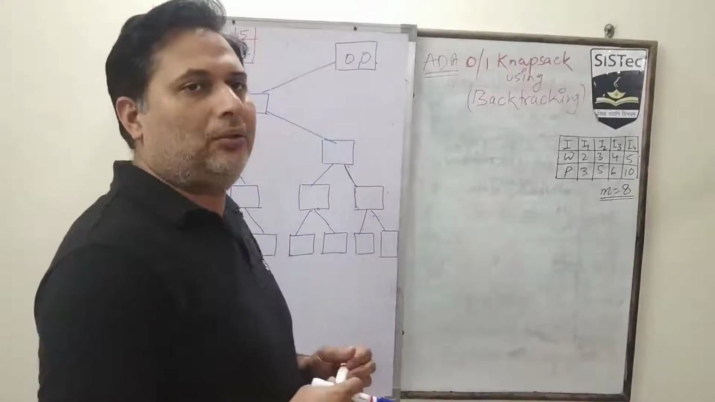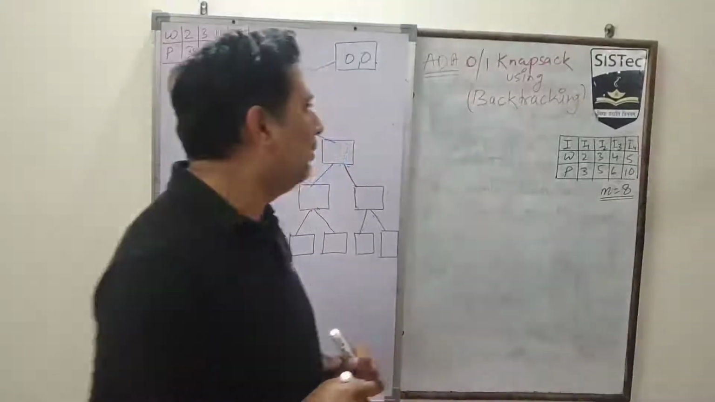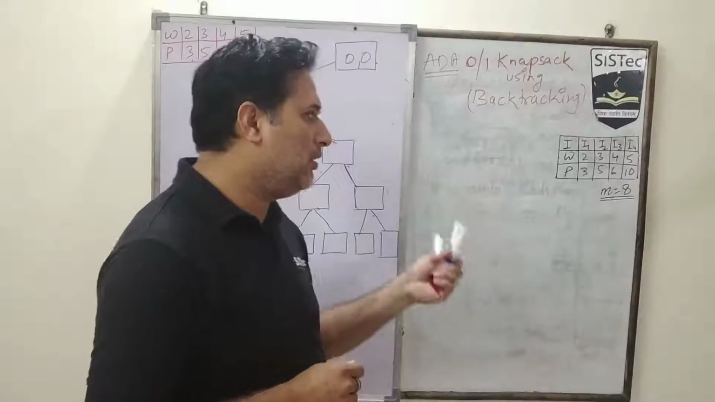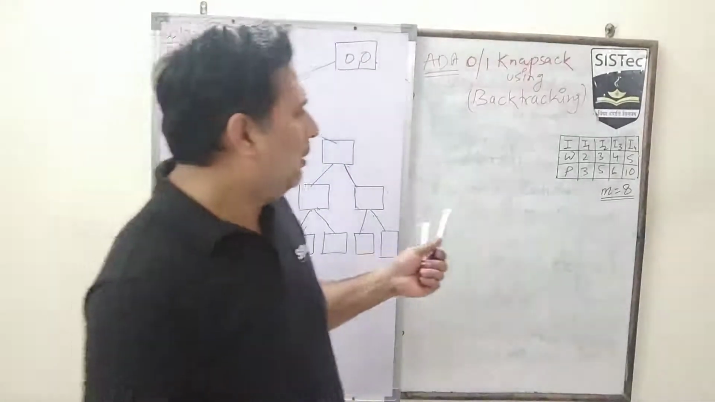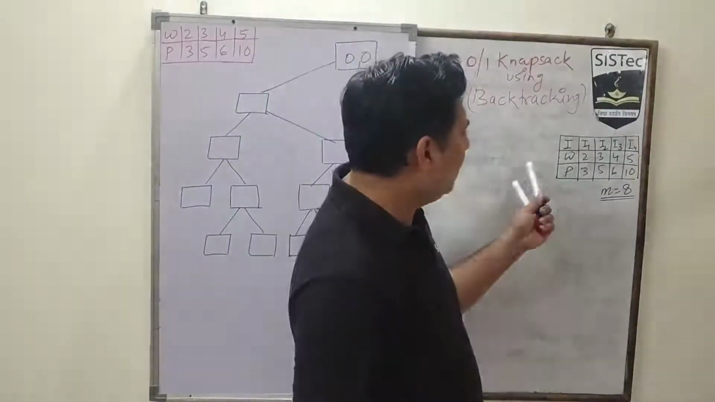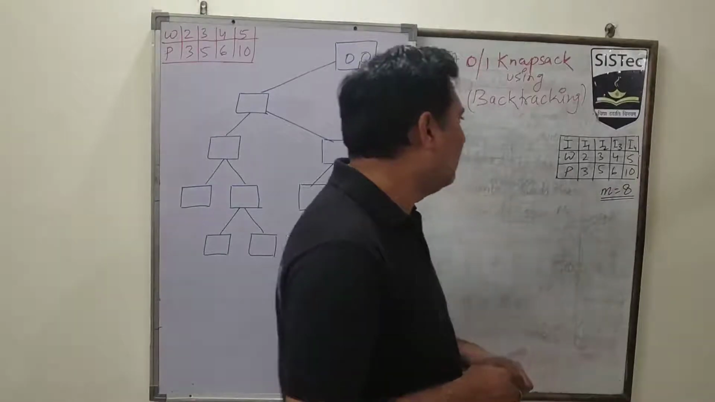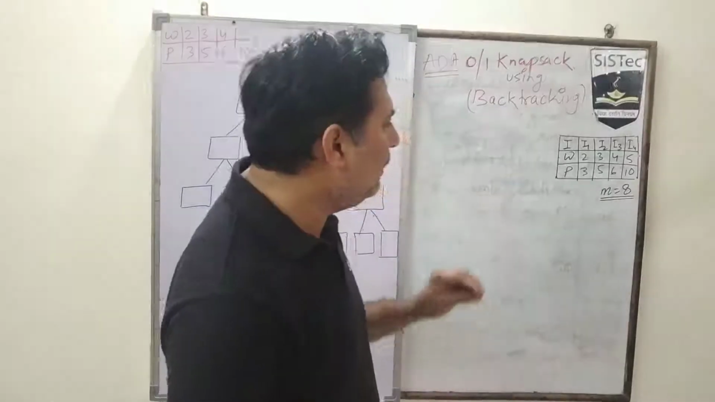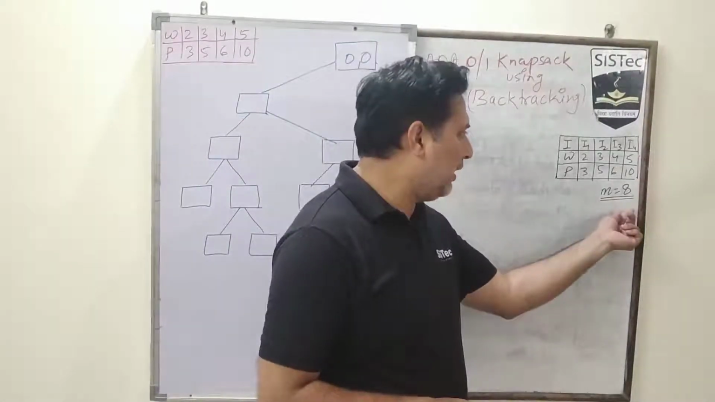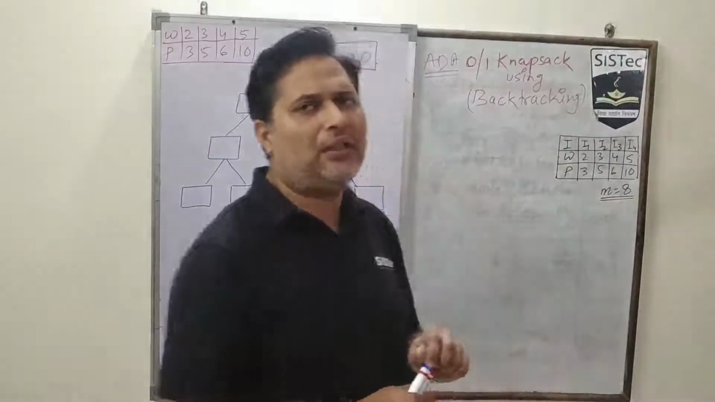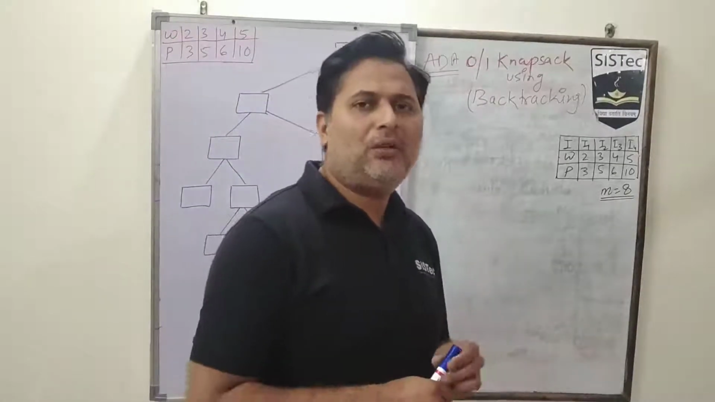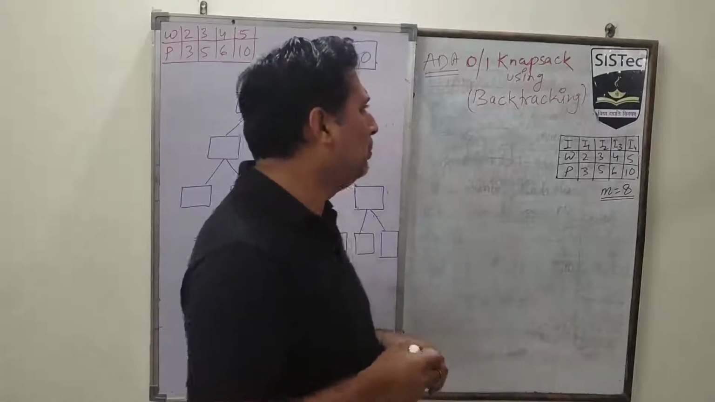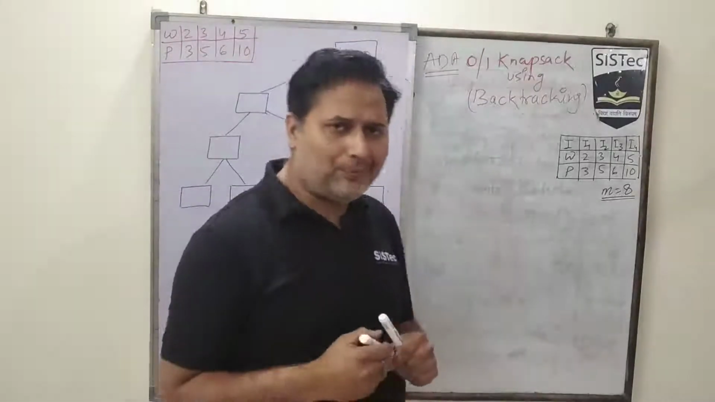Hello guys, today we will discuss one more problem based on backtracking, that is the 0/1 knapsack problem. We will see one example. The question is, we have been given 4 weights with their corresponding profits. We have to fill the knapsack of capacity 8 using these weights such that the knapsack is filled with maximum profit. So let's see how backtracking can be used to solve this particular problem.